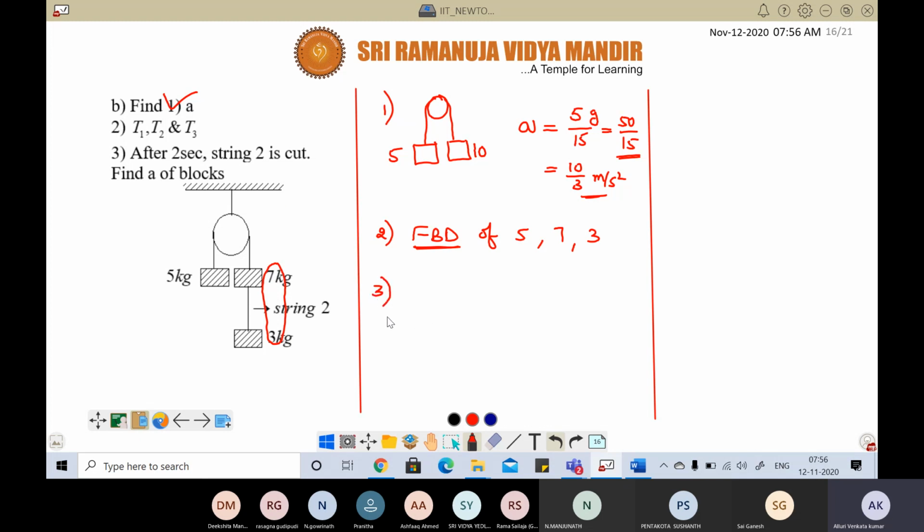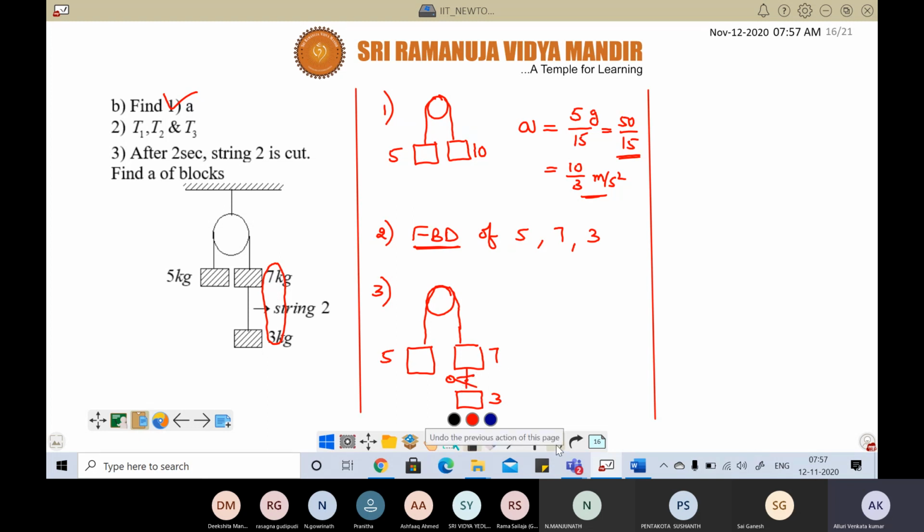Now after 2 seconds what will happen? Originally this is the system. That means on the left side 5 kg, on the right side you have 7 kg, and at the bottom 3 kg. Now after 2 seconds they have cut string 2. String 2 means this one, so this is being cut. So when you cut this one, what will happen?